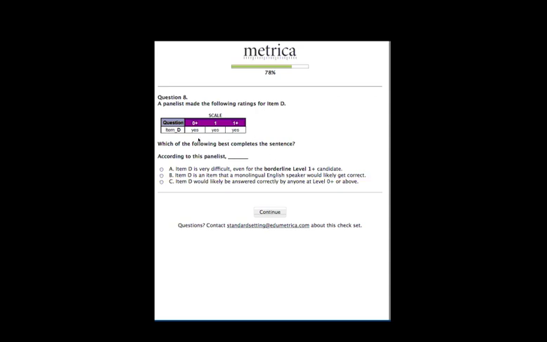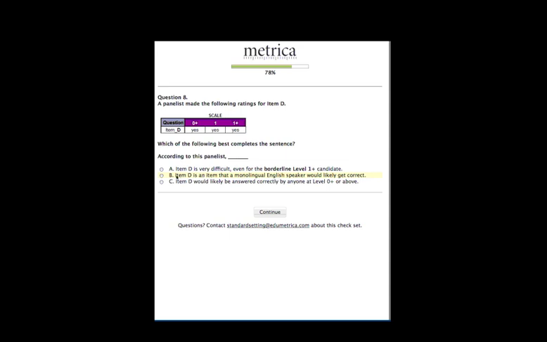Question 8. Different situation. Yes, yes, yes. What does that mean? Well, does it mean A, item D is very difficult even for the borderline level 1+ candidate? That's not what this panelist is saying with this set of judgments, because this panelist is saying that even at borderline level 1+, that person should be able to answer the item correctly. So this would not be a very difficult item. That's not what this panelist is saying.